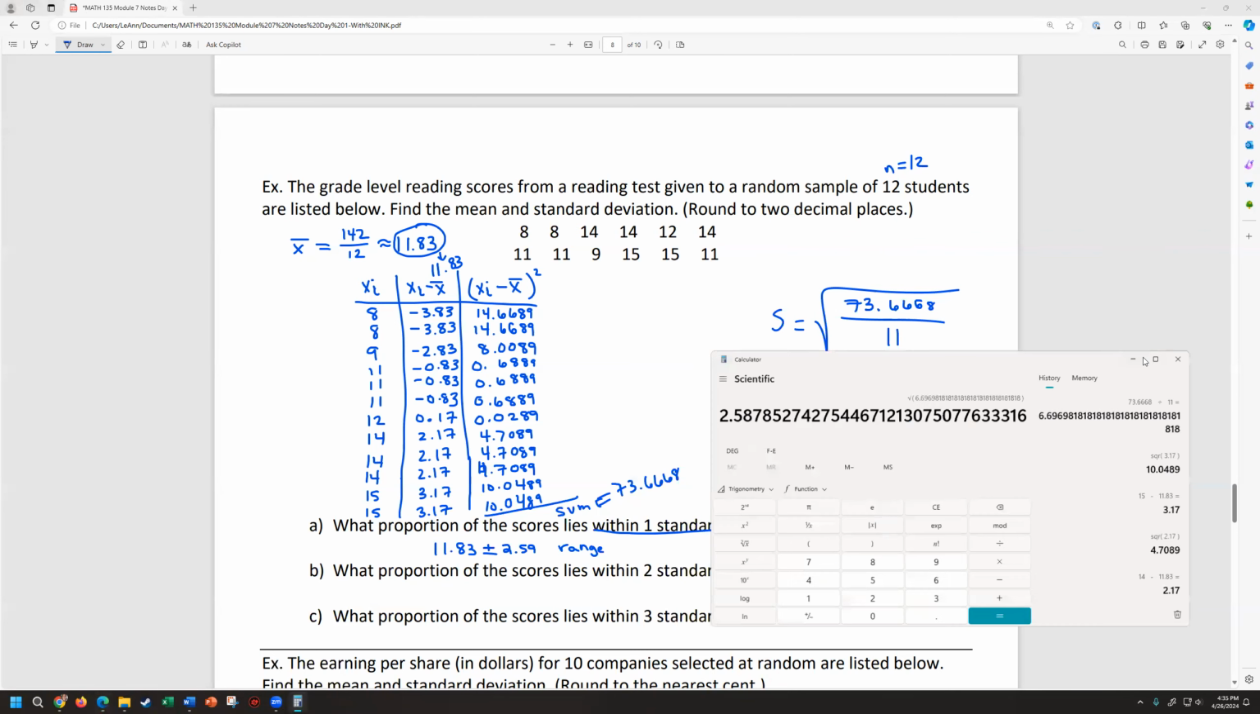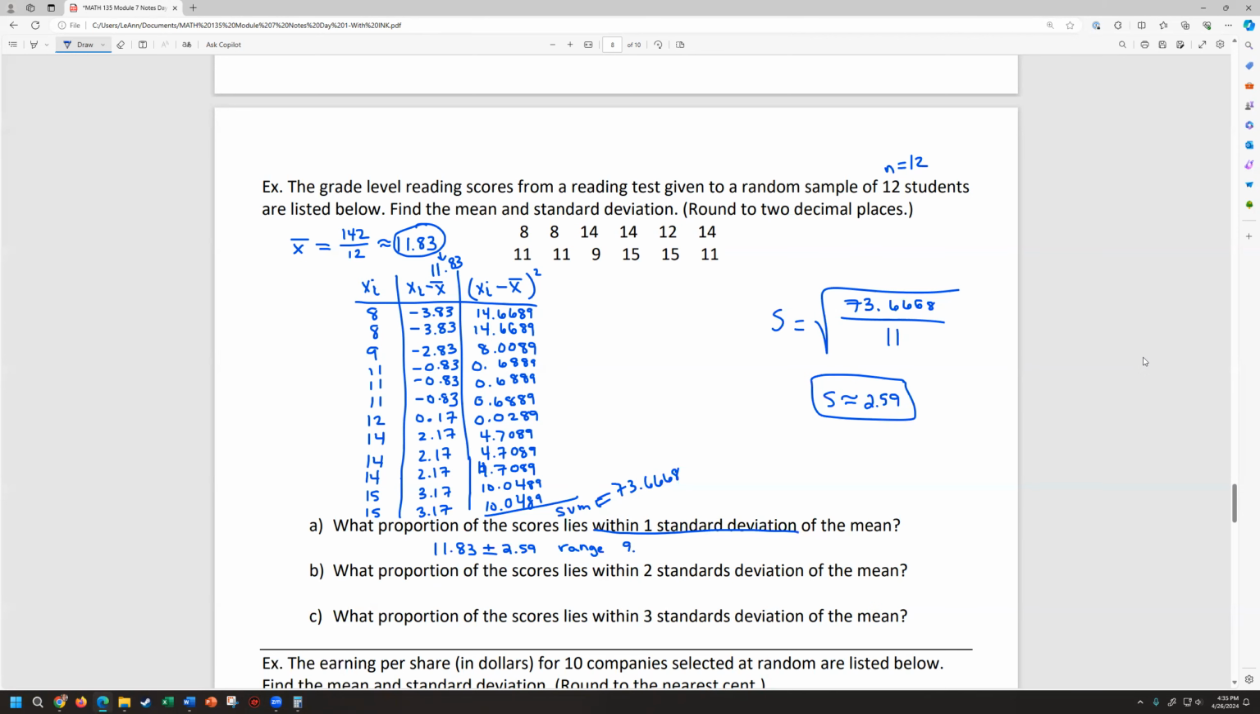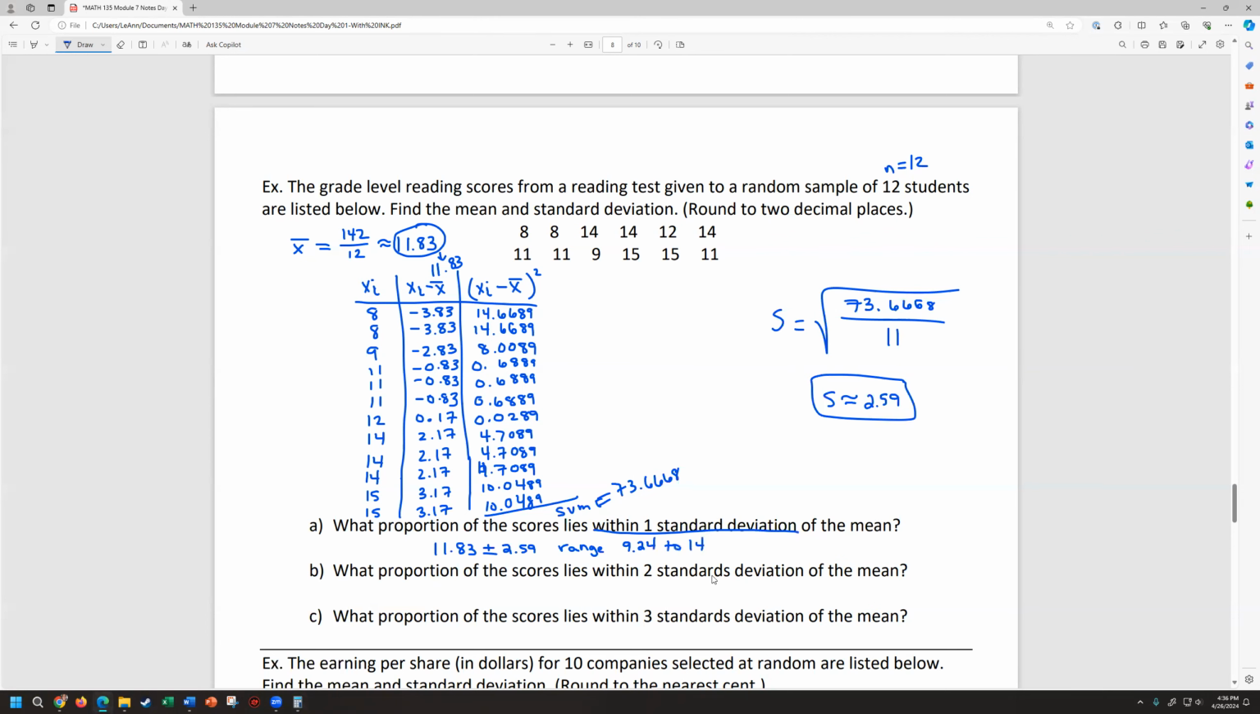So the range of values that fit that would be 11.83 minus 2.59. That'll be the lower boundary. So that's 9.24 to 11.83 plus the 2.59, 14.42. Now that's not our answer. That's just if you take your mean and you add and subtract the standard deviation once, you've gone 1 standard deviation on each side of your mean.